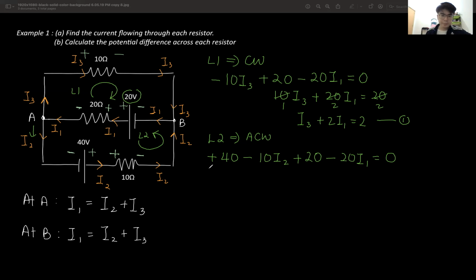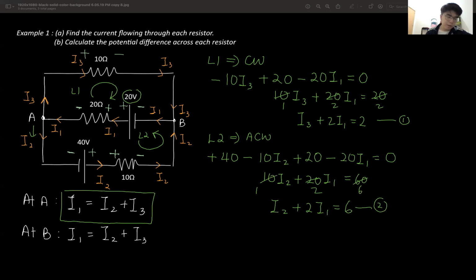Okay, now 40 plus 20, 60. So we get 10 I2 plus 20 I1 equals to 60. Okay, simplify. I2 plus 2 I1 equals to 6. Equation 2. Now from these two equations, I can solve simultaneously. But this is I3 and this is I1. This is I2 and this is I1. But I have this one, right?